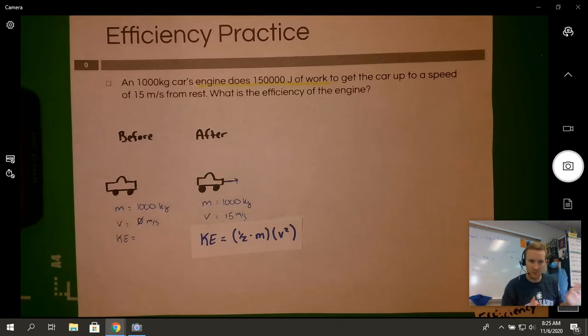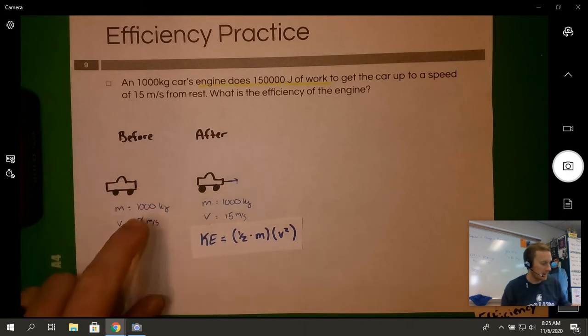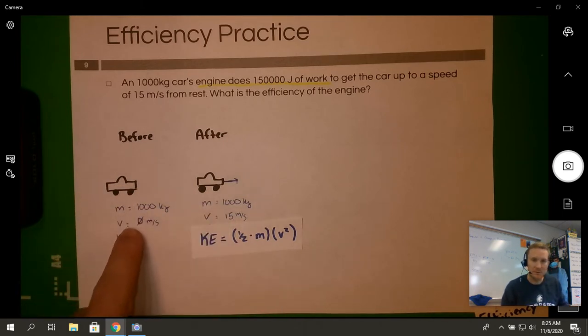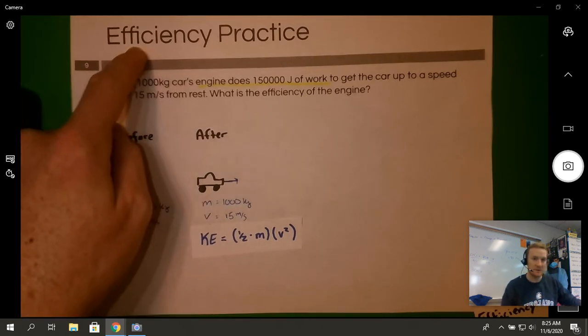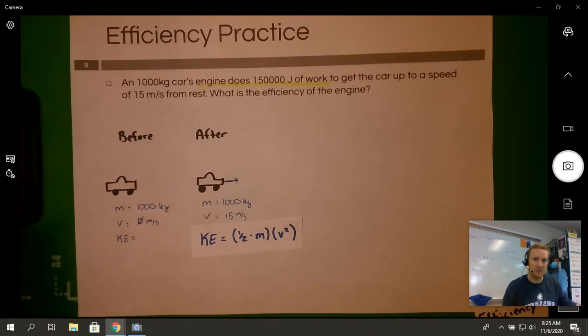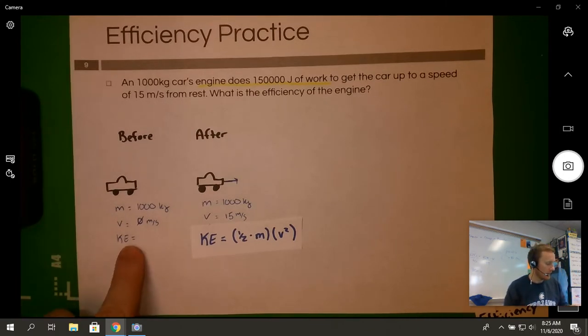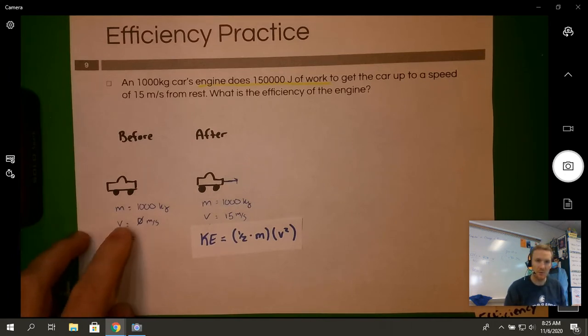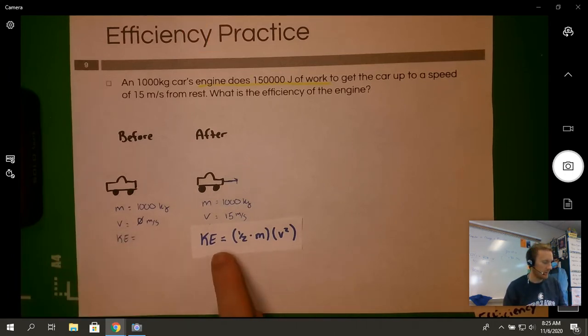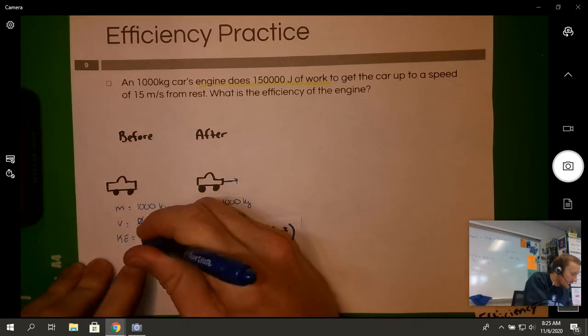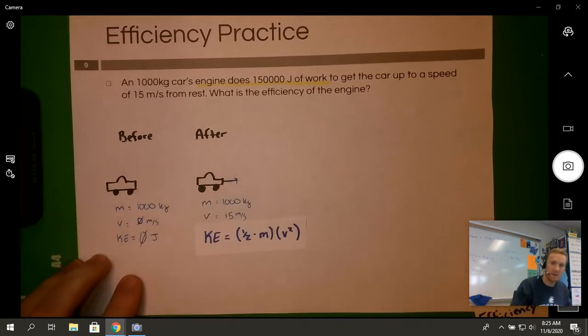So as always, I've drawn a diagram just to keep all of my numbers straight. I've drawn my before and after. I've included the mass of the car, the starting velocity, the final velocity, and because we are dealing with efficiency, I've already tried to figure out what my kinetic energy change is going to be. Okay? So right off the bat, I know that the initial kinetic energy of my car before has to be zero, right? Because our kinetic energy equation all depends on velocity. If you don't have motion, you don't have kinetic energy. So our starting is pretty easy to calculate, right?